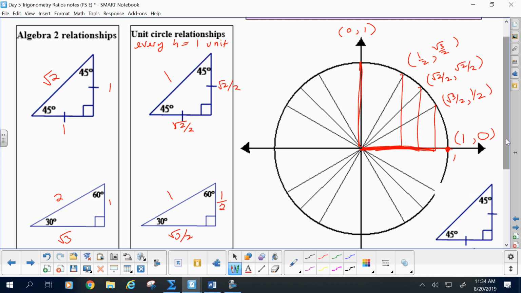Now look at the x's. Wouldn't you agree that as we turn, the x's get smaller and smaller, and the y's get bigger and bigger? Okay. Then we start to do the exact same thing, but switch signs.